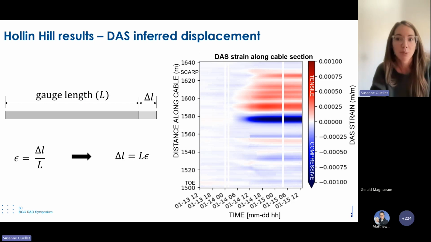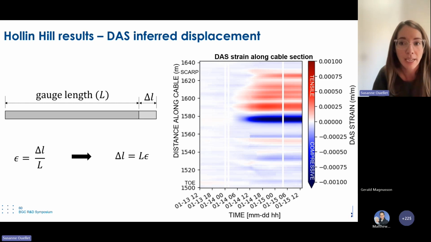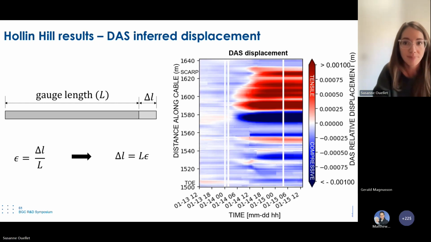DAS data is proportional to an average strain over a cable segment, which is known as the gauge length, and that represents the spatial resolution of the system. For this study, our gauge length is around 4 meters. This means that by multiplying our strain value by the gauge length, we can infer a relative displacement. I've updated this image on the right, so it's now showing units of displacement. Along this particular section, we have a maximum displacement of 4 millimeters, at this location here, over a 4-meter section of cable. So this is equivalent to 1 millistrain.